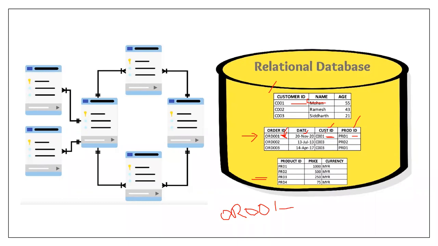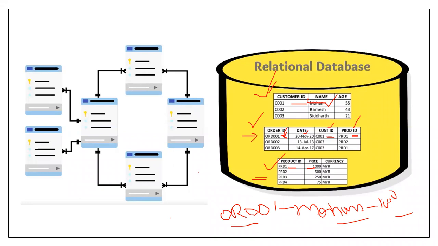OR001 is ordered. Who ordered it? C001. Who is C001? Mohan. What is the product he has ordered? PRD1. What is PRD1? Price is 1000. See, now these details are not stored in a single place, guys, like order, Mohan, and amount. Customer details are stored in the customer table, the product and price details are stored in the product table, and the order ID, who ordered that product, and when it was ordered are stored in the order table.